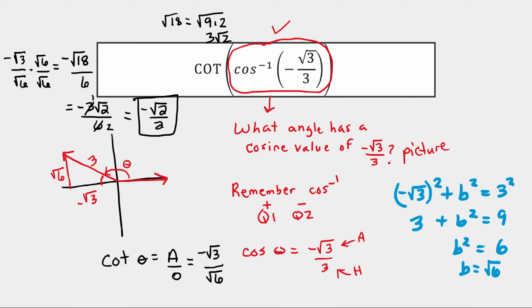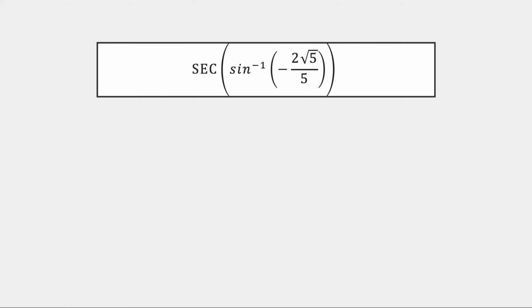All right, so a little bit tedious there with the simplifying, but otherwise the same process. Decide on your quadrant, draw your angle, fill in the sides of your triangle, and then find the part that they're asking for. All right, so let me do one more with you. We have secant of sine inverse of negative 2 on the square root of 5 over 5.